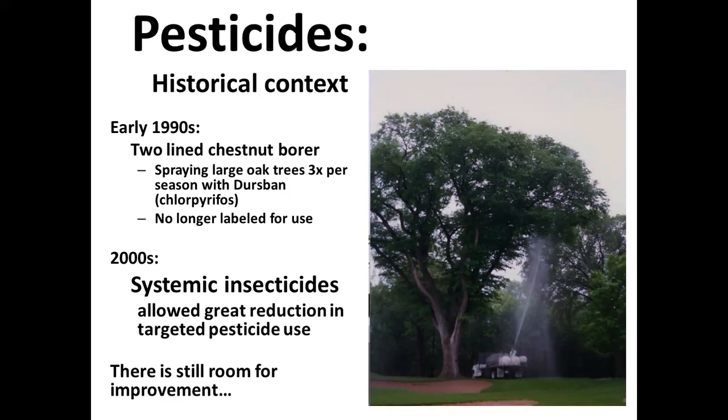And in the 90s, we did not have any systemic pesticides at all. The protocol to treat two-lined chestnut borer was to spray large oak trees 3 times per summer with Dursban. It's chlorpyrifos, a product that's not even on the market anymore. It's just considered too risky, too dangerous. So you can't even get that.